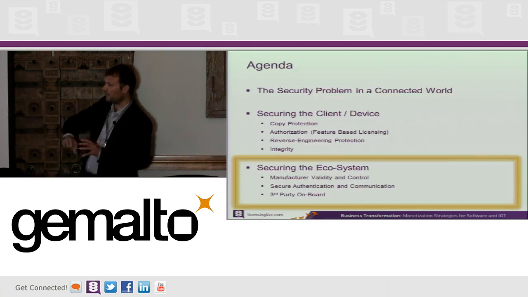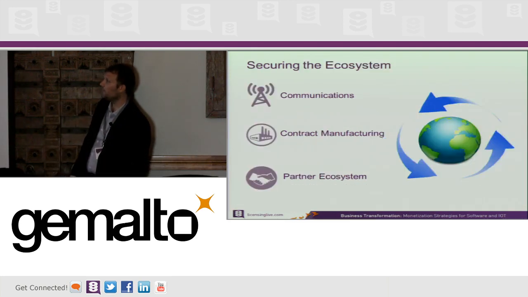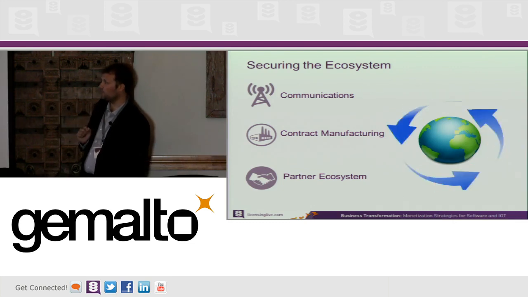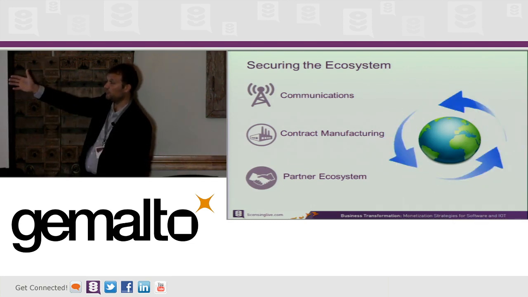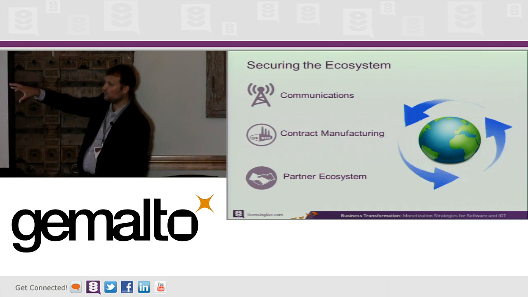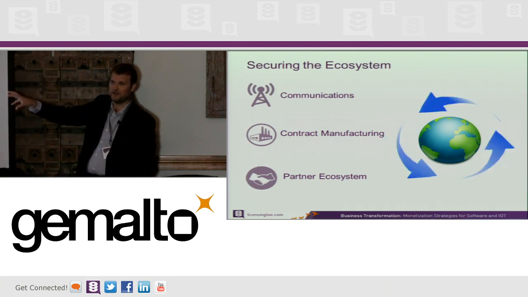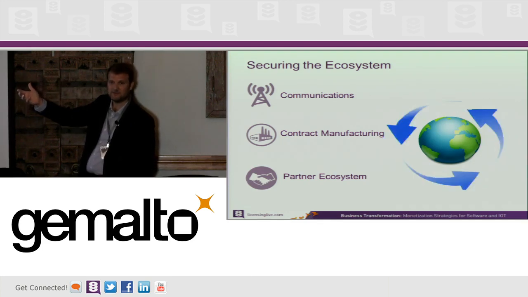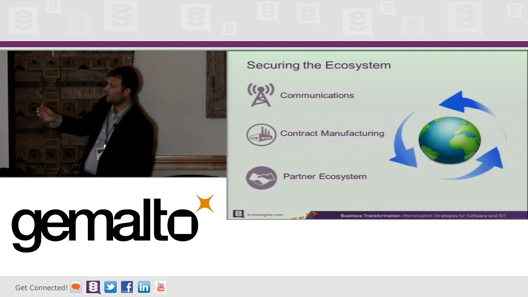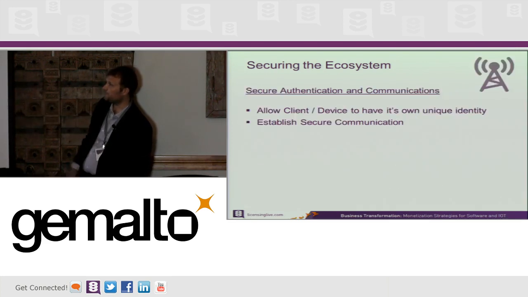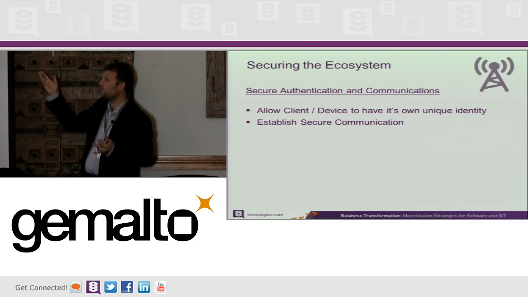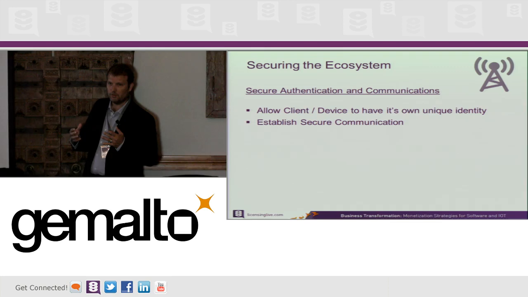So now if we look at the broader ecosystem and how we secure that, there are three different areas, and maybe this gets more to your Wi-Fi question: how do we secure communications in this ecosystem? How do we secure how my devices or machines are being built by contract manufacturers? Very few of us build in-house anymore, in the US anyways. It's true. And how do we secure a partner ecosystem? So the first, if we look at secure authentication and communications, we want to allow the client or device to have its own unique identity, right?